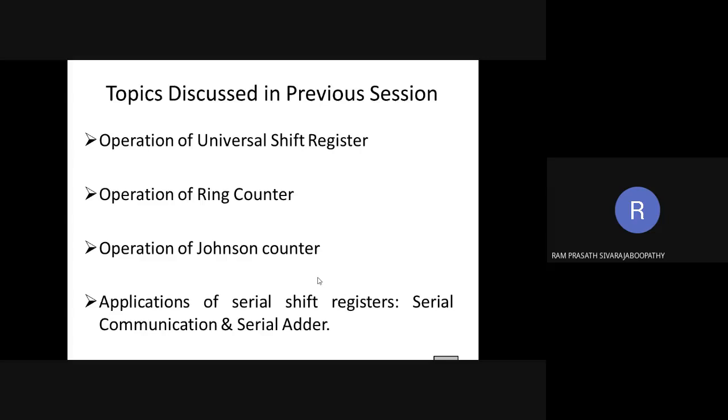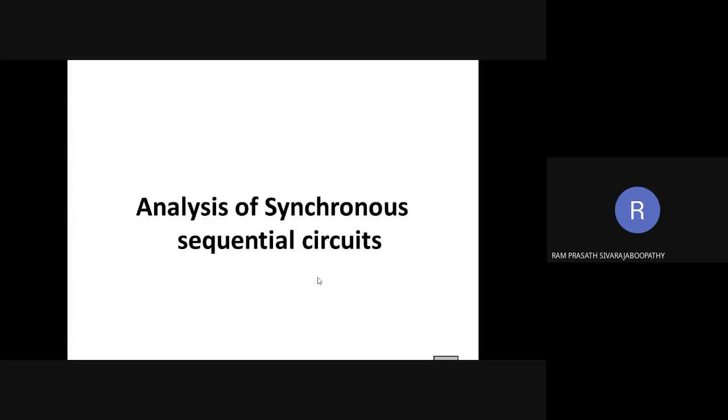Then we discussed the applications of serial shift registers. It is used in serial communication and to perform serial addition. Fine. In today's session, we are going to discuss the analysis of synchronous sequential circuits. First of all, we have to know what we mean by analysis. If you are given some circuit, you have to explore its behavior.